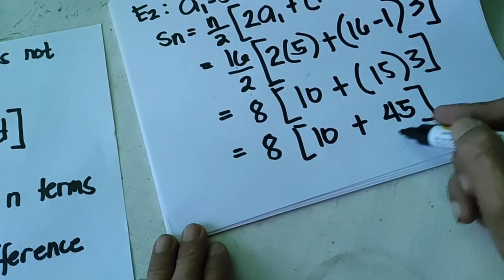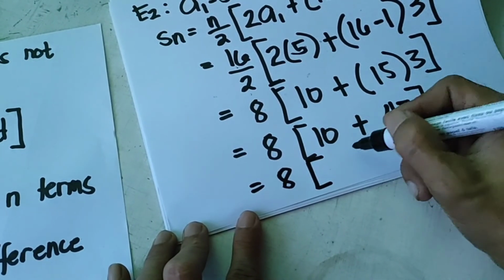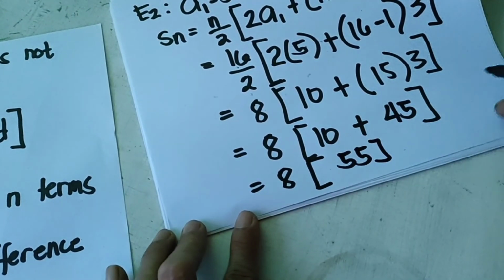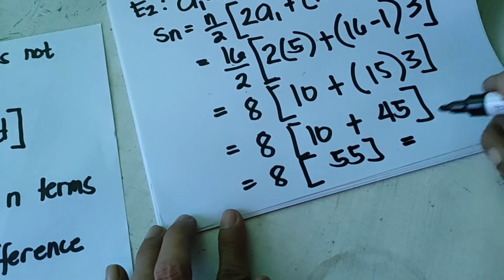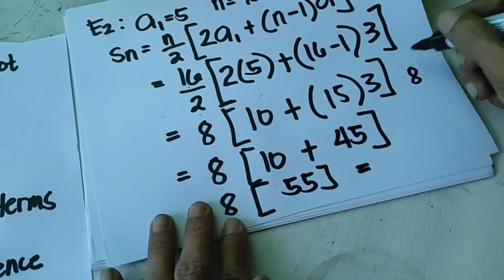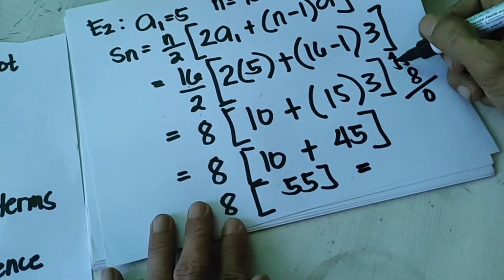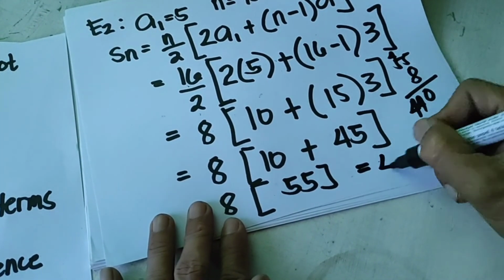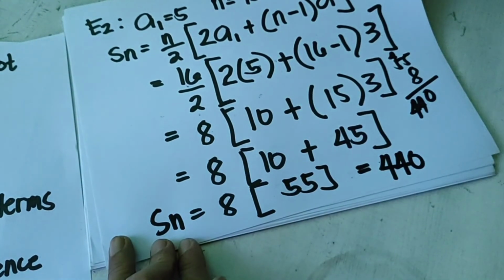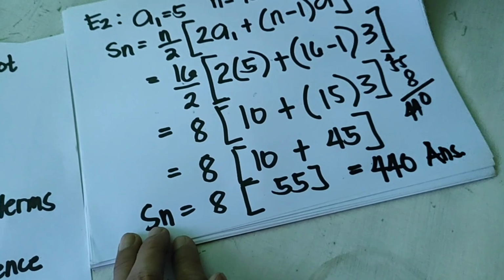Then, we add first this. This is 8. 10 plus 45, that is 55. Then, you have to multiply this. 8 times 55 is 440. So this will be the total number of this given. Okay, this will be the answer.